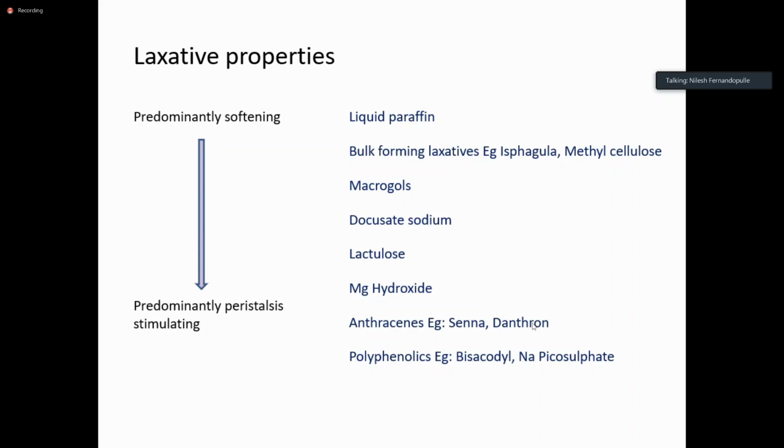Most of these are available in Sri Lanka. Dr. City is not available, but most of the others are. So you need to identify which laxative has which predominant effect before prescribing to the patient.